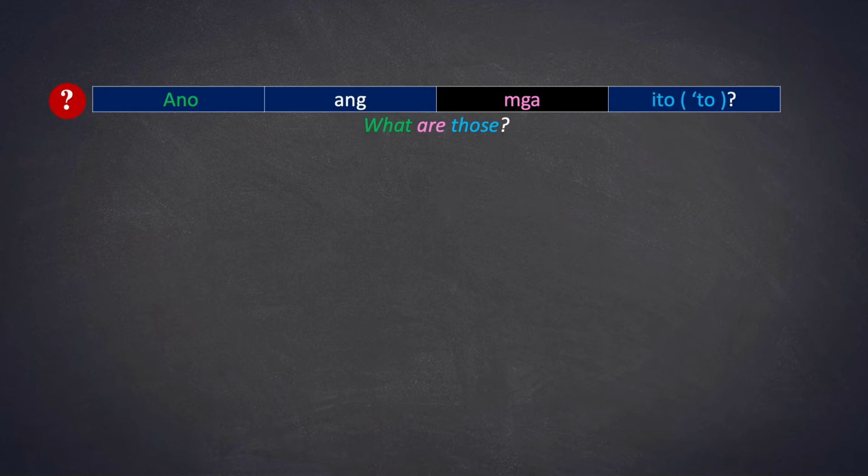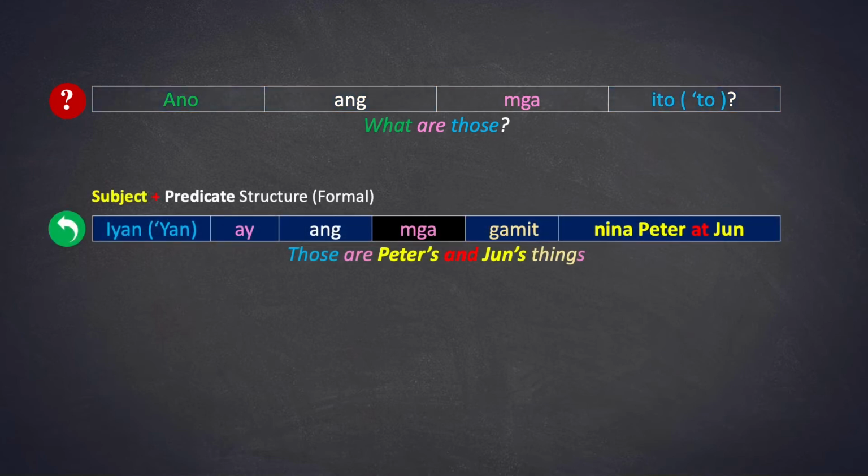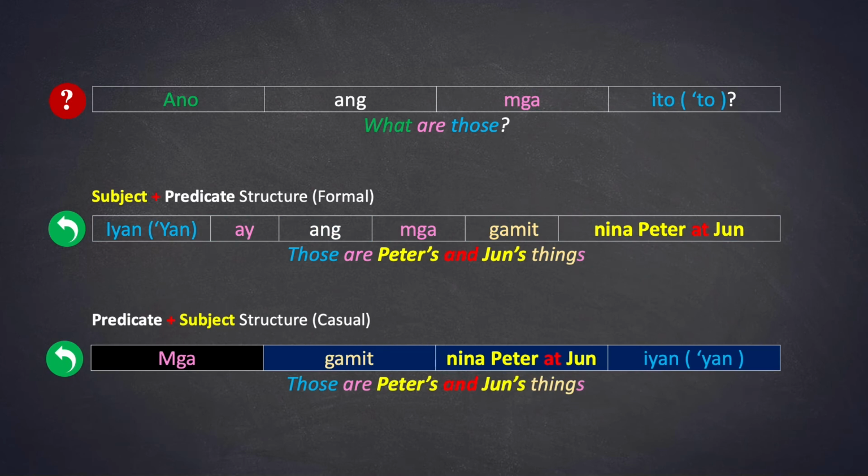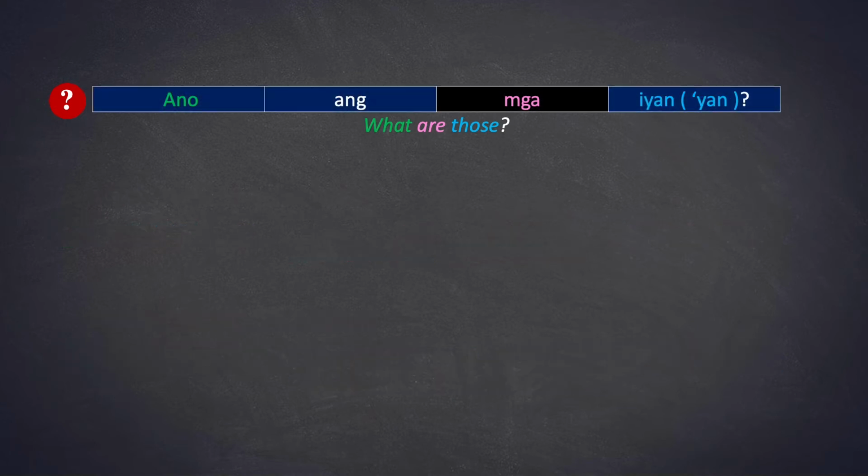To ask a question in the plural form, we need to insert the plural marker mga before the case marker ang. Like, ano ang mga ito? Iyan ay ang mga gamit nina Peter at June. Mga gamit nina Peter at June iyan. Those are Peter's and June's things. Ano ang mga iyan?